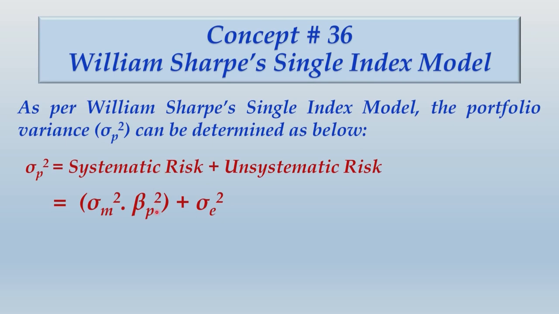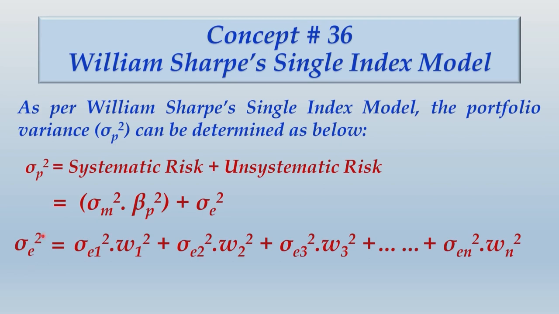That means for that purpose, you just need information about the variance of the market or the standard deviation of the market, and you also need information about the beta of the portfolio. Then the next term, unsystematic risk, which according to William Sharpe can be computed independently, is sigma e squared. Now, how to determine this? Let me explain this once again.